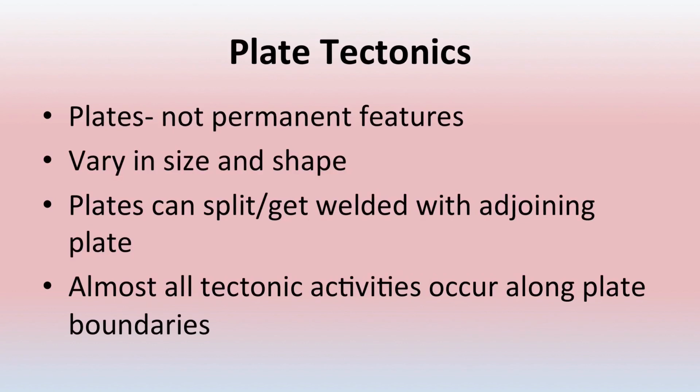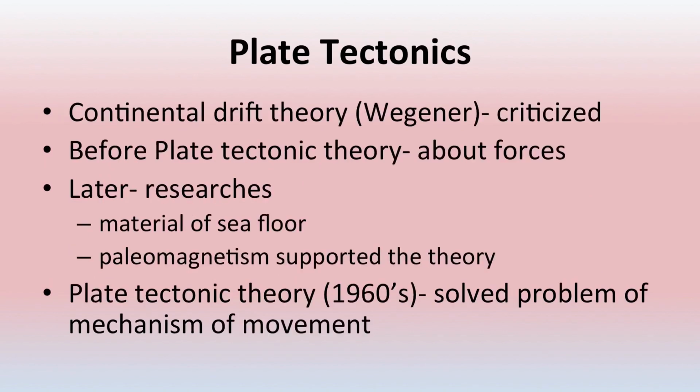Plates are not a permanent feature, they vary in shape and size, and they split and they join together. Tectonic activities, according to them, come and go, and plates drift apart from each other. Continental drift theory was criticized, but there was no other alternative to this theory. Later, material of sea floor and paleomagnetism, all these things supported the theory of continental drift. Plate tectonics also supported that, and then it was proved that yes, continental drift took place millions of years ago and it is still taking place.